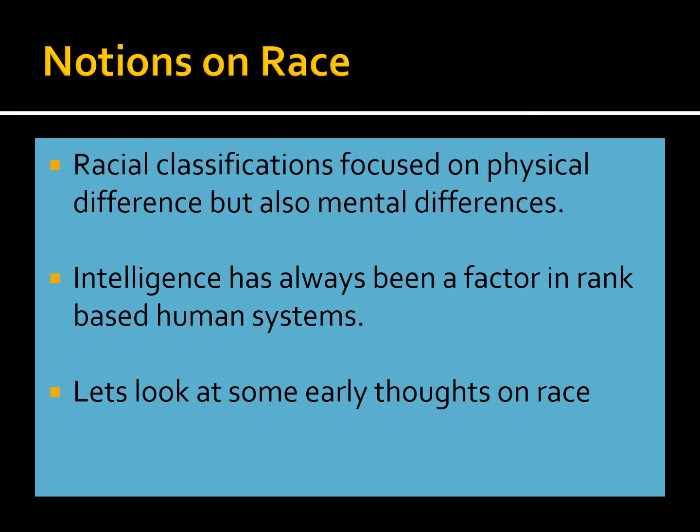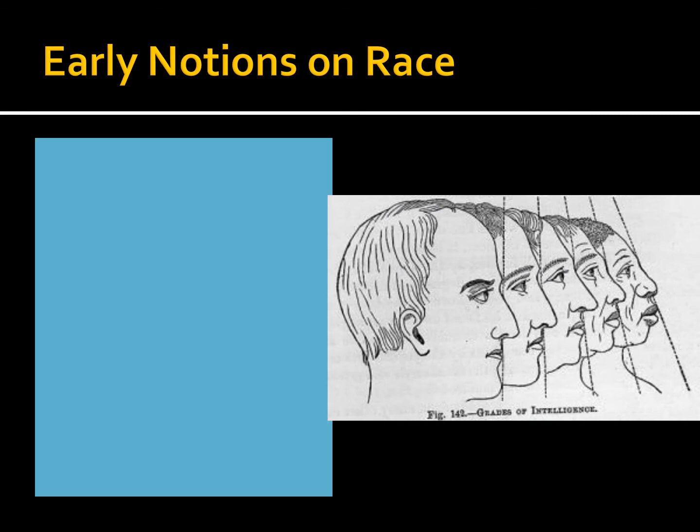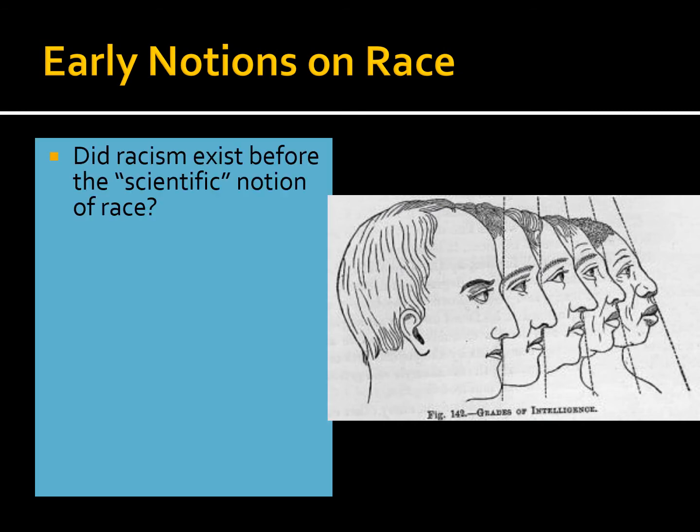So all these early notions on race and racial classifications focused primarily on physical differences, but also on mental differences as well. Intelligence has always been a factor in rank-based human systems. So let's take a quick look at the development of these thoughts on race, at some early notions on race, right?